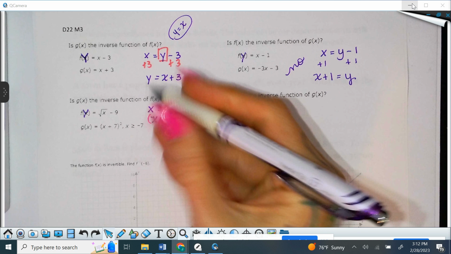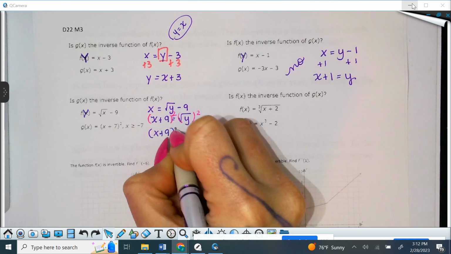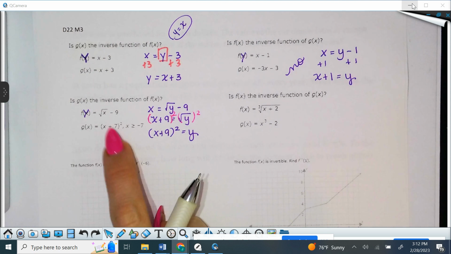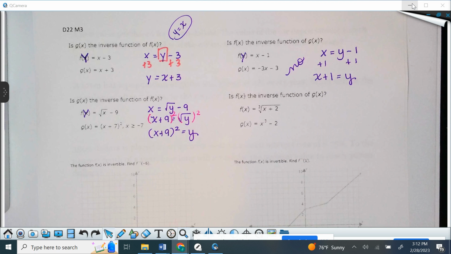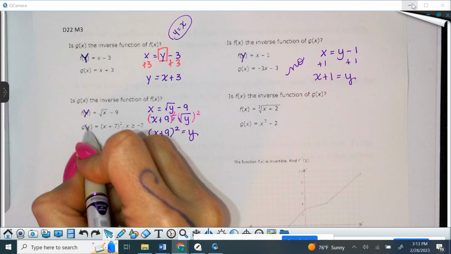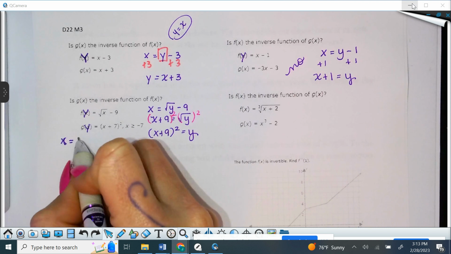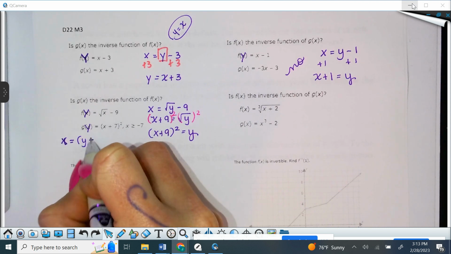So (x + 9)² = y. Obviously, this is x plus 7, so that's no good. If you wanted to switch this and solve it, like if this was the one that was given first, again, this is our y, we'd end up with x equals, sorry to do parentheses, (y + 7)².